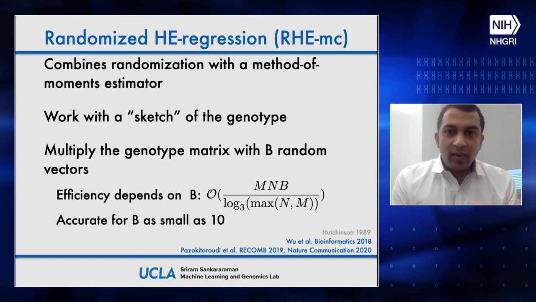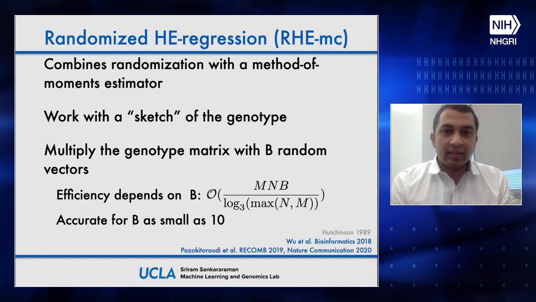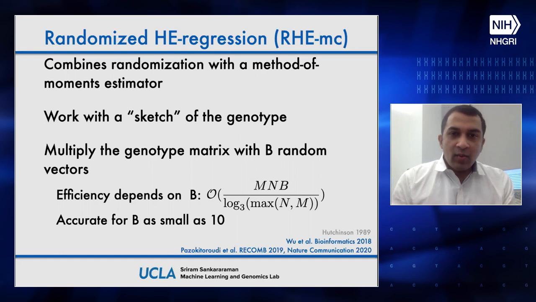To tackle this, we have been developing an alternate class of estimation approaches. These estimation approaches are based on an alternate approach to estimation called method of moments estimation. These are estimates that try to match the theoretical moments underlying the model with the sample moments. It turns out method of moments estimators by themselves are still not scalable enough, and so we combine the method of moments estimator with the notion of randomization.